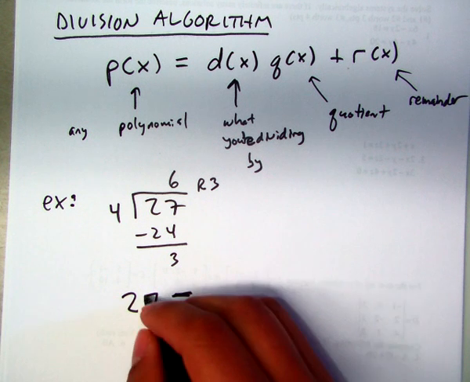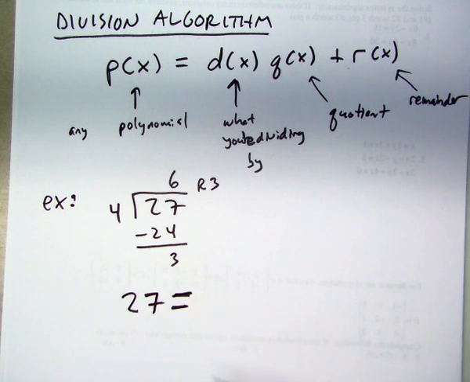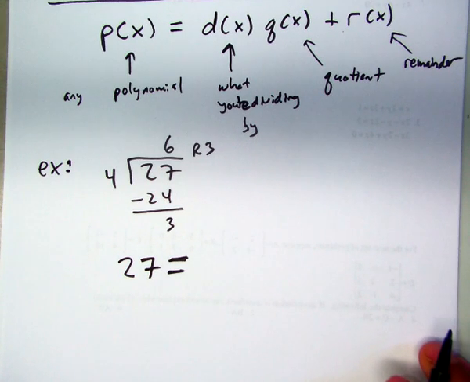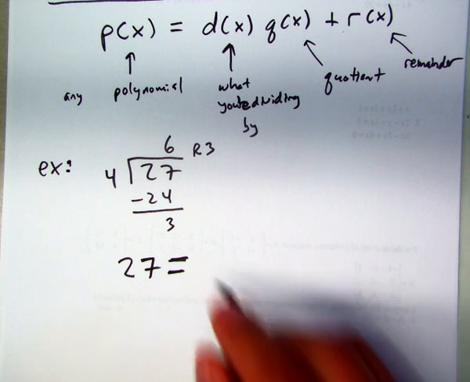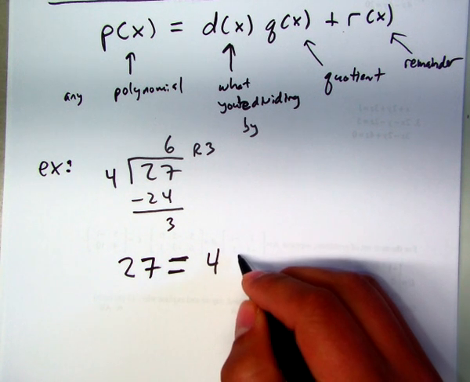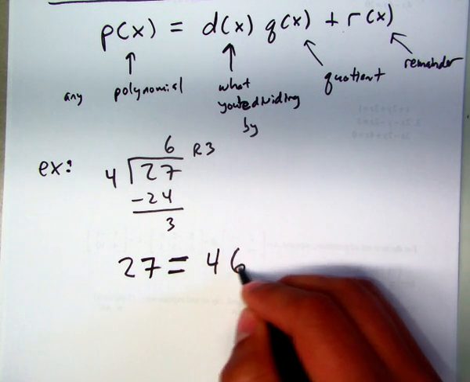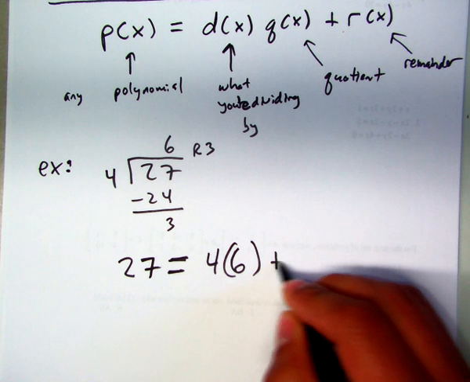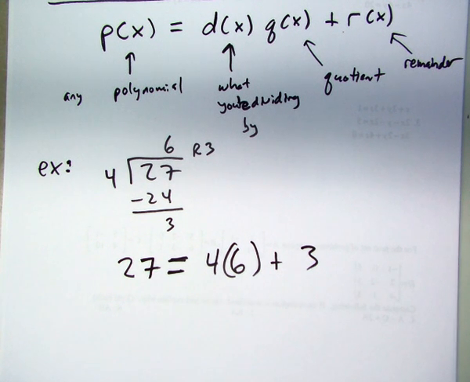Okay, 27. What's the divisor? What's the quotient? 6. What's the remainder? This is all it says. Wait, why'd you put 4? I'm just following the pattern here.